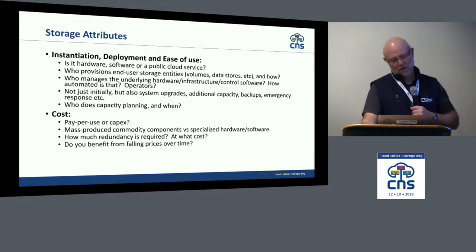Another fairly obvious one is cost. What kind of cost is it? Is it pay-per-use, or major capital expenditure? Is it based on mass-produced commodity components, be those software or hardware, or is it specialized stuff? In some cases you get big benefits from specialized hardware or software, but they do come at a cost: usually smaller production volumes, lower economies of scale, etc.